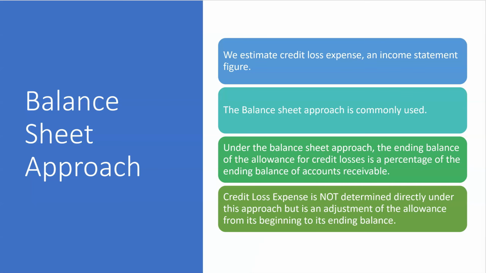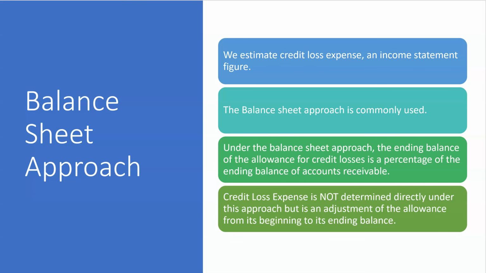We estimate credit loss expense. It's an income statement figure, and the most commonly used method is this balance sheet approach. Under the balance sheet approach, the ending balance of the allowance for credit losses is determined first, and it's determined as a percentage of the ending accounts receivable.